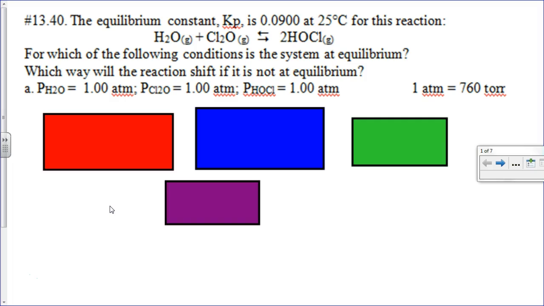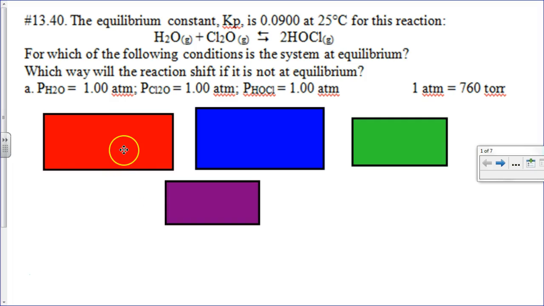So, let's start with number 40 from chapter 13. Today is all about Kp, which again is an equilibrium constant using pressures. Pretty simple, straightforward, products over reactants. And yeah, let's just give these a shot.